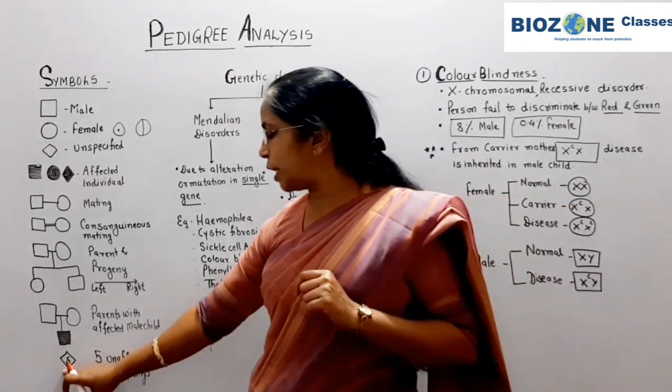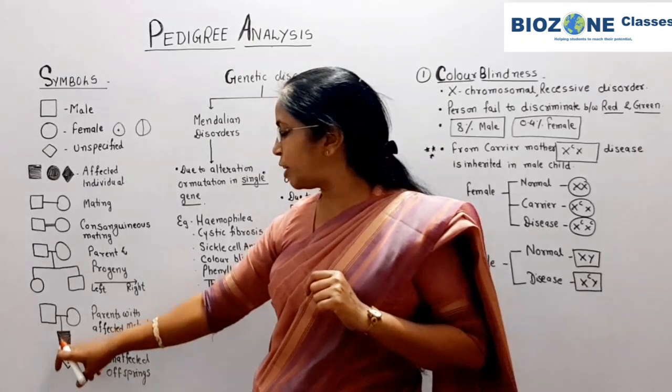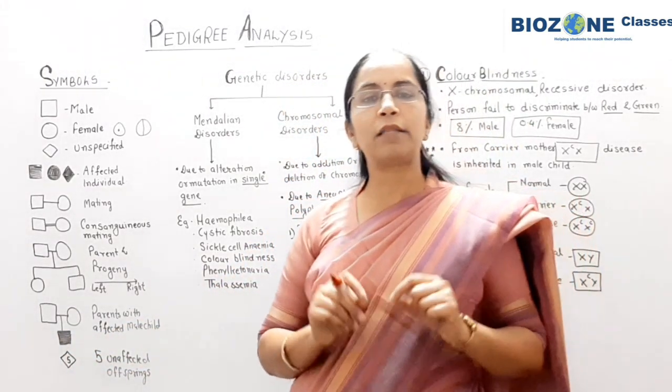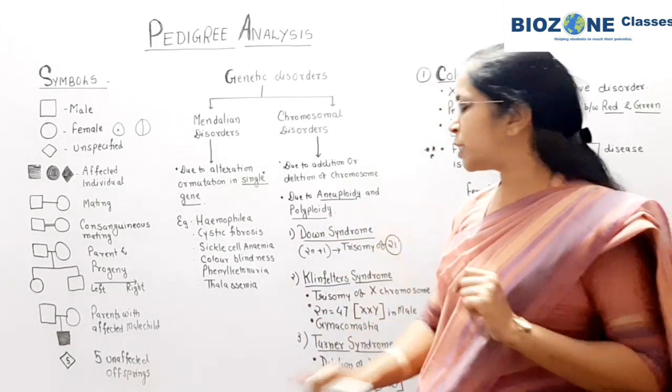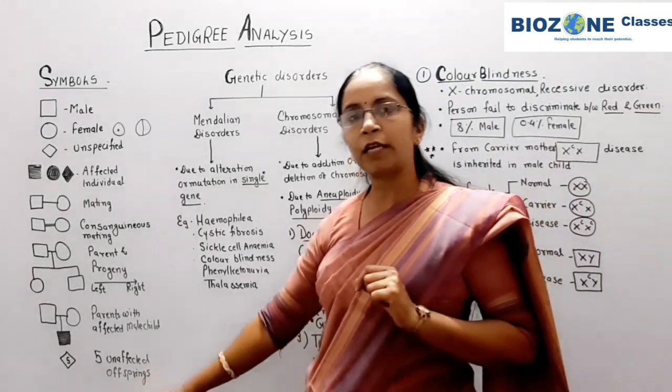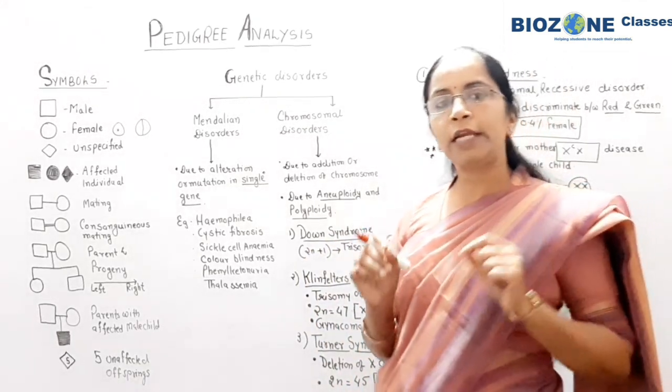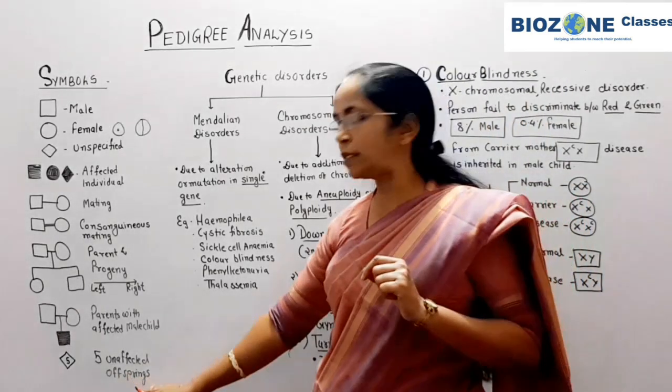And then if this kind of sign is provided instead of this, that means a total of 5 progenies are produced by the parents, but all these 5 progenies are unaffected offspring, or they are normal offspring. That means the genetic disease does not appear in these individuals.